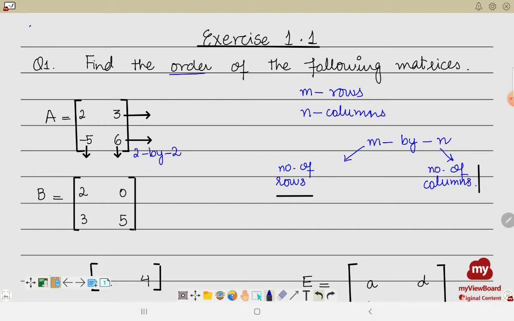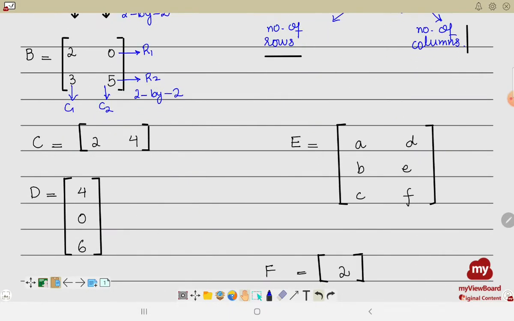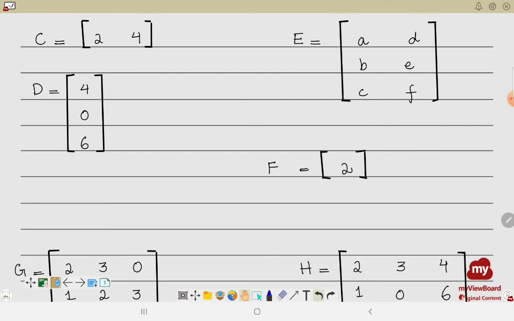Now for the matrix B, again we have 2 rows. That is, this one is R1, this one is R2. And again we have 2 columns, C1 and C2. So the order is represented by 2 by 2. Let's move further to the other questions.